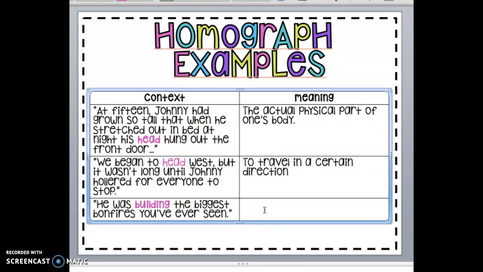The sentence is, he was building the biggest bonfires you've ever seen. Now, when I think of the word building, two definitions or two meanings pop into my head. One is an actual building, kind of like the building of Harvest Hill that we attend school in. But I also think of the word building like when we construct things with Legos, or we put things together. Now, knowing those two meanings, I want you to hit the pause button and come back to me when you're ready to help me put the meaning of the word building into the chart.